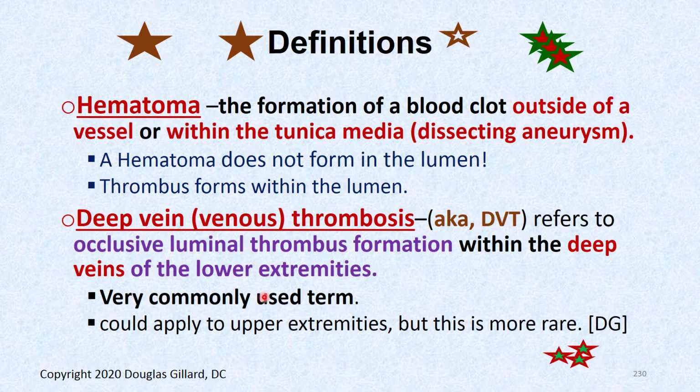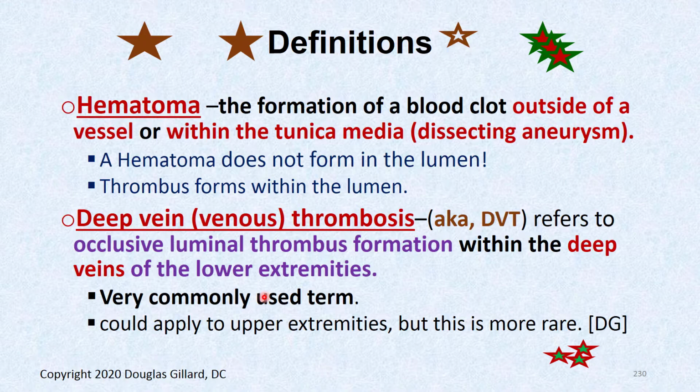Now a hematoma, we'll do some definitions. I think we did this already. This is a blood clot that forms outside of a blood vessel or within the tunica media. A hematoma does not form in the lumen of a blood vessel, right? A thrombus forms within the lumen, not a hematoma, technically.